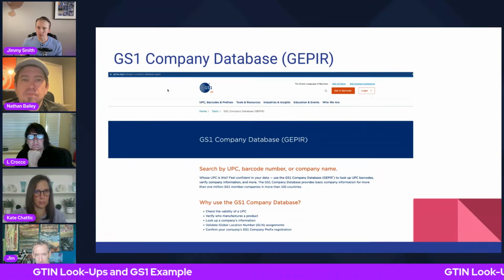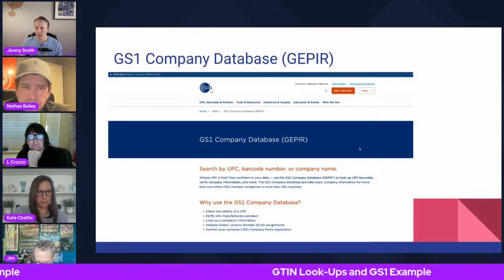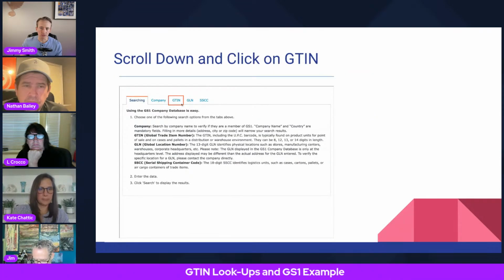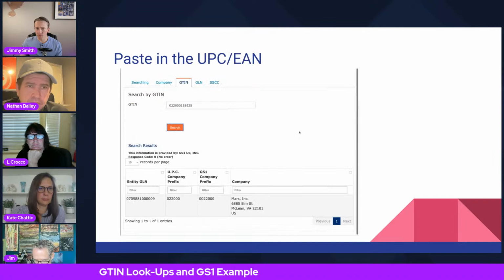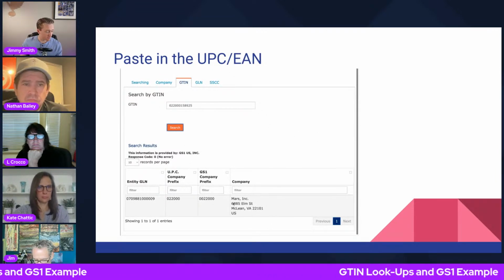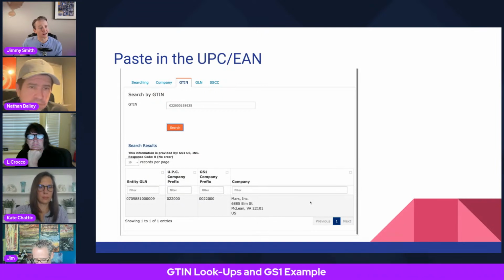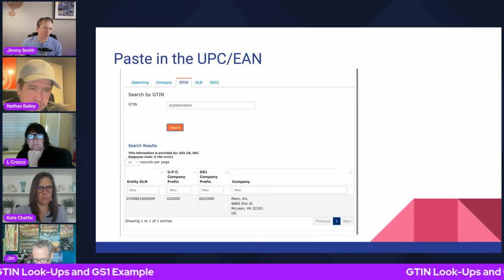Now, for this particular product, this is what it looks like when you go to that link for the GS1 company database. Then if you scroll down, you're going to click on GTIN, and then from there, put in the UPC or the EAN and click search. For this particular Altoids product, it actually pulls up as Mars Inc. And I tried all 3 of the UPCs. They came up as different things than Altoids. So I thought that was a little odd.